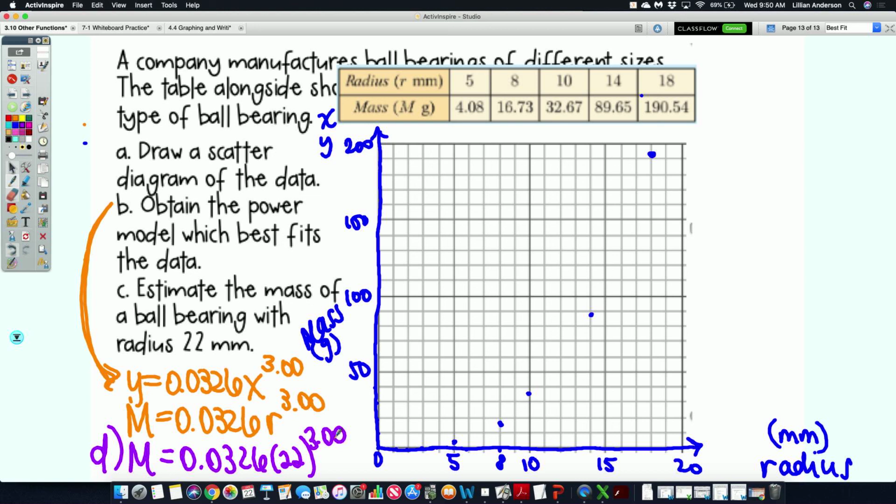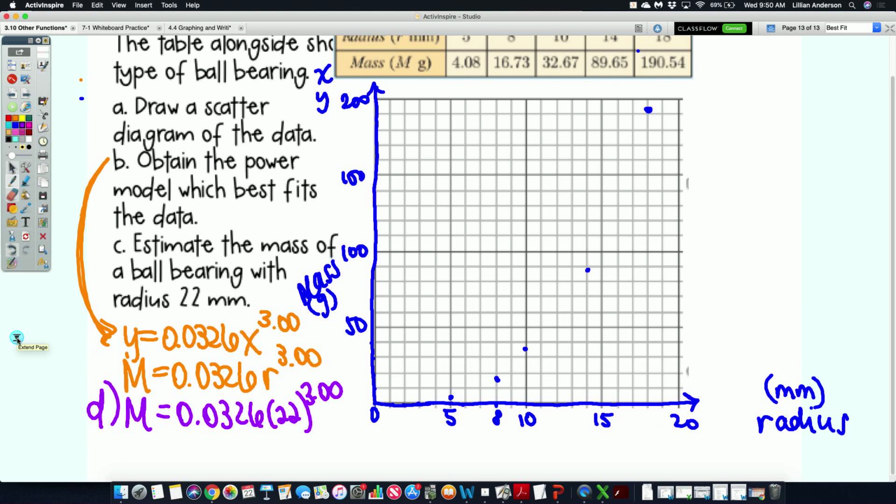What'd you get? Miss Addison, that's supposed to be C, not D. What's my mass? 347. Just 347. Okay, my mistake. I'm sorry. Like this? Yes. All right.